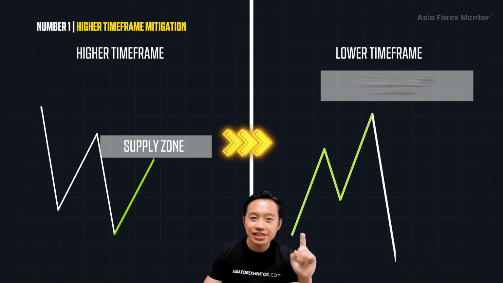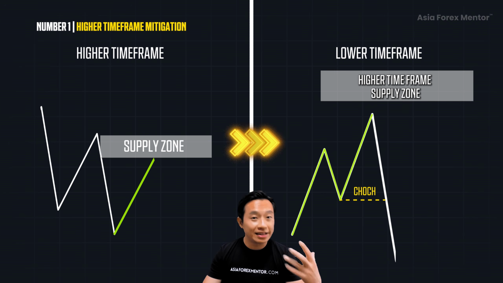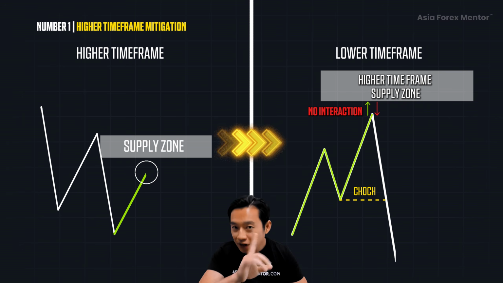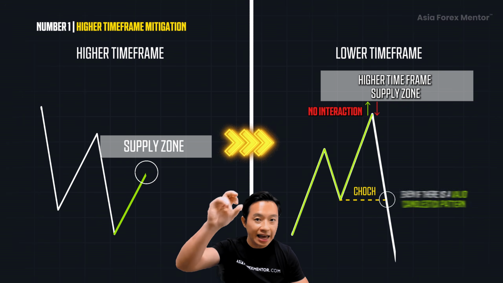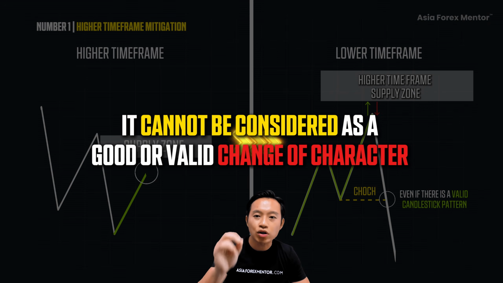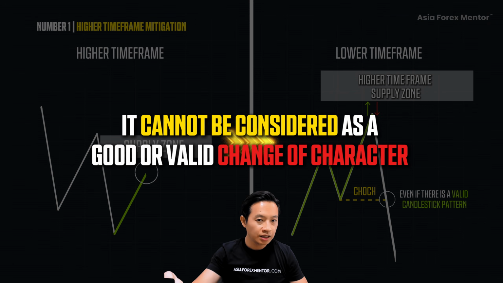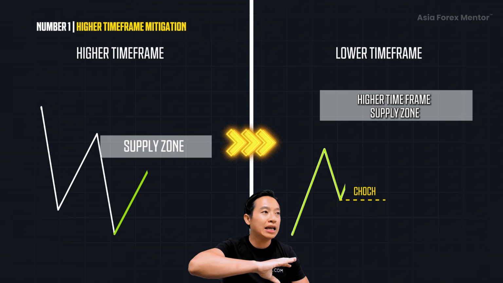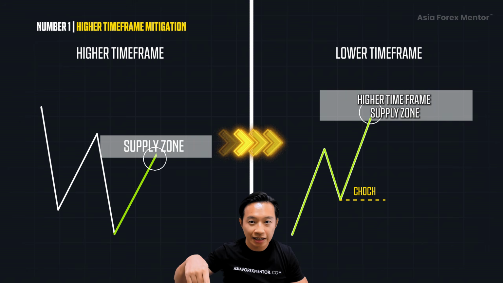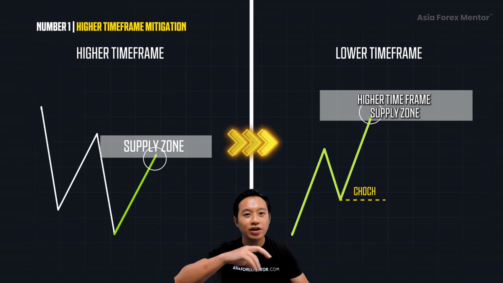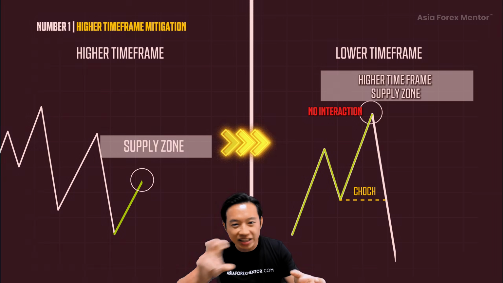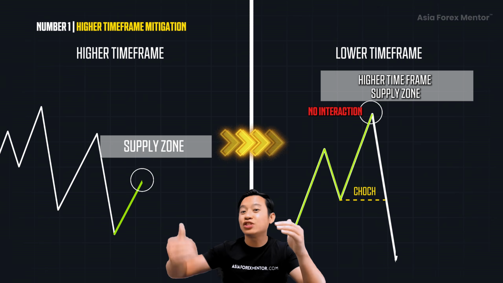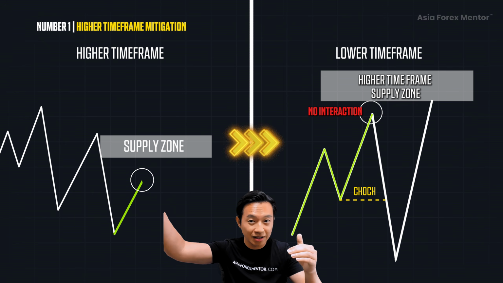Now, if price creates a change of character without interacting with a higher time frame supply or demand zone, even if there is, say, a valid candlestick pattern over there, it cannot be considered a good or valid change of character. Alright, so this is really important for you to identify these high probability reversal patterns and to avoid the traps from these false market character changes, where you trade in the wrong direction, when actually price can still continue in the original direction because it was a false one.